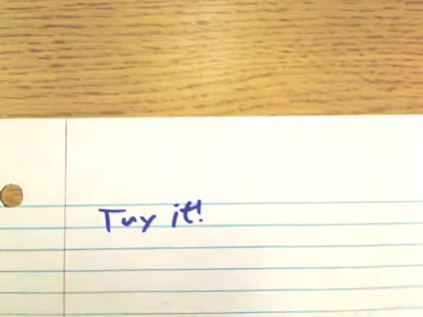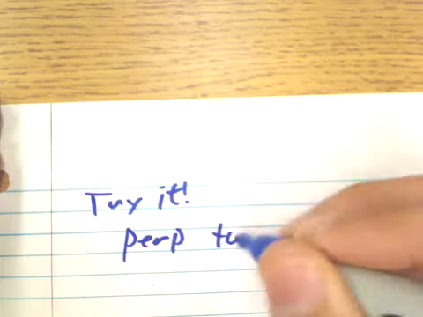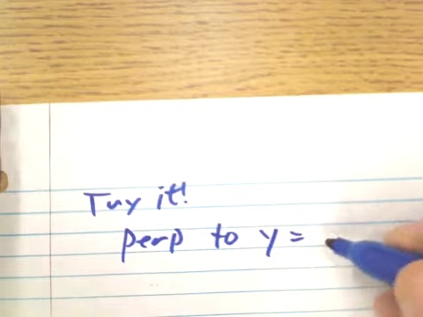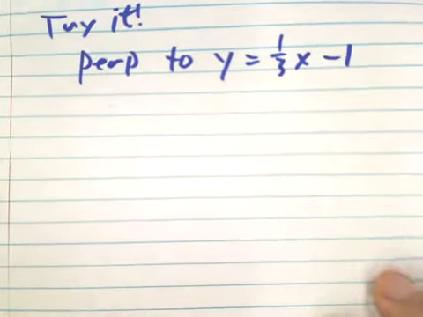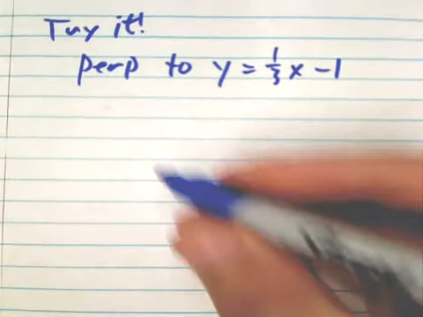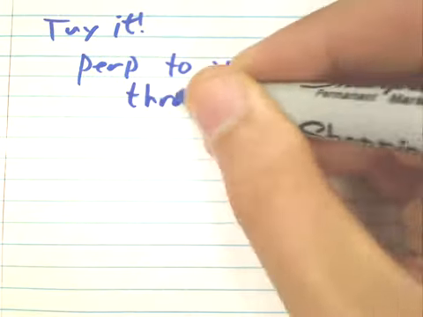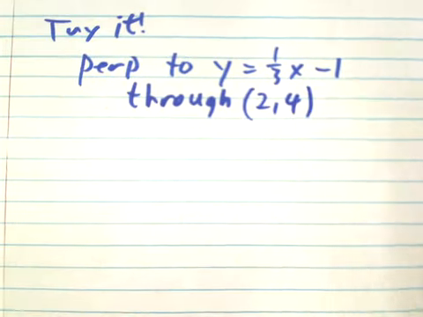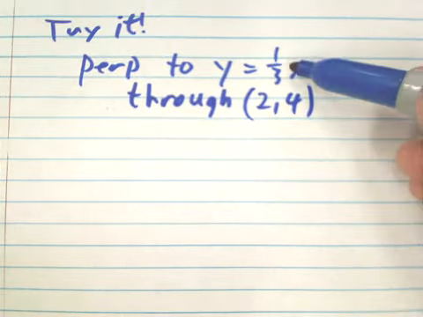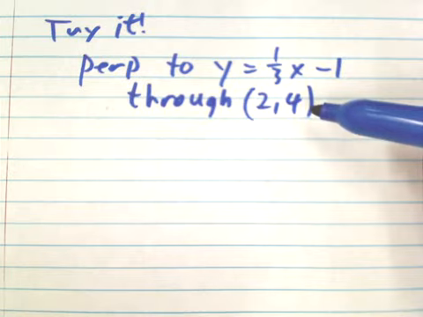I want a line that is perpendicular to y equals 1/3 x minus 1. And I also want it to go through the point (2, 4). Okay, so think about the slope that's going to be perpendicular to that, and use the point, use point-slope form, and then put it in standard form as well just for practice.